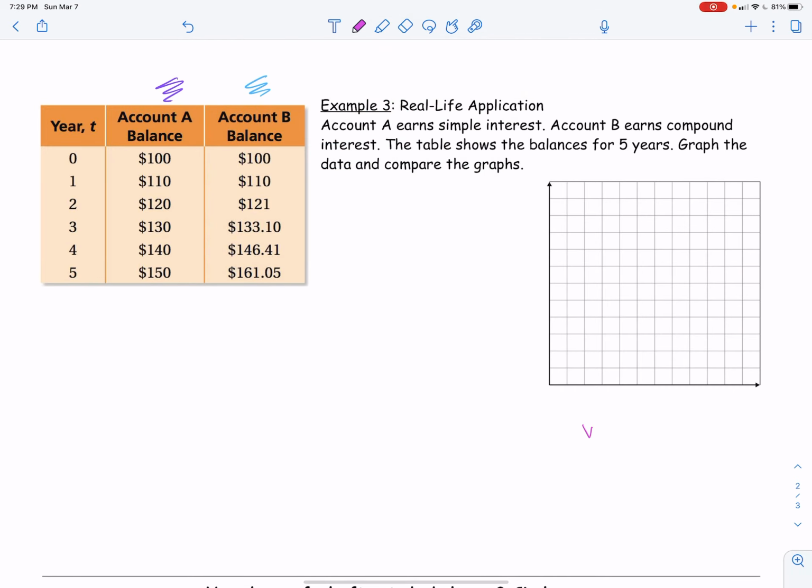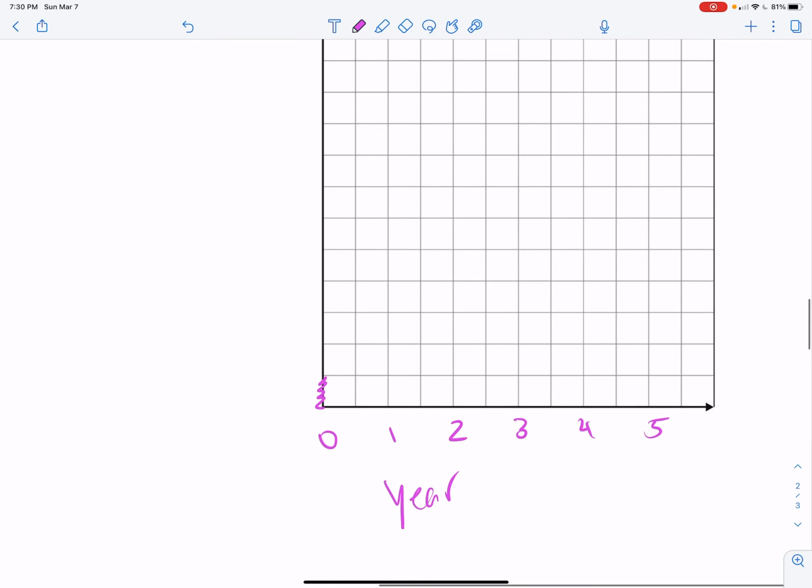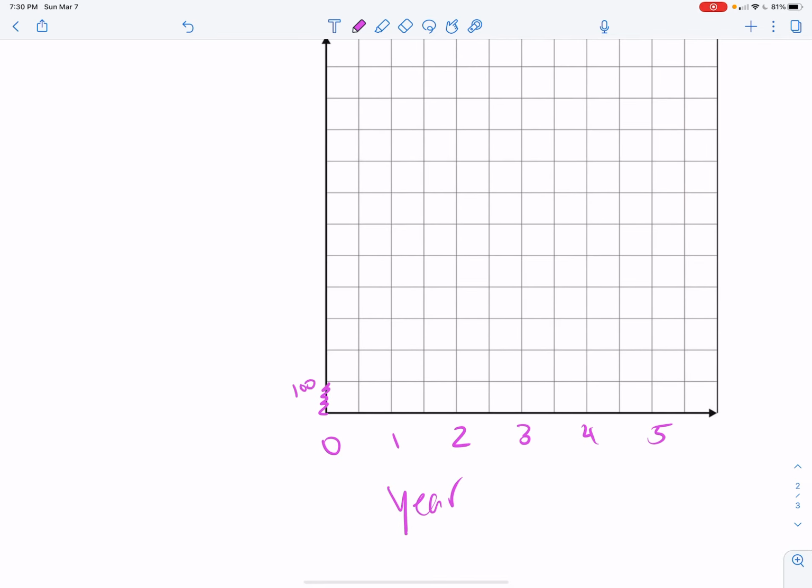So let's do years. I'll go 0. Remember, because it's over 5 years, maybe I'll go every other one: 1, 2, 3, 4, and 5. And then I'll do a little break in my graph, right? So that way I can start at 100. And then I'll just go up by tens. $170, $180, I think that should be okay.